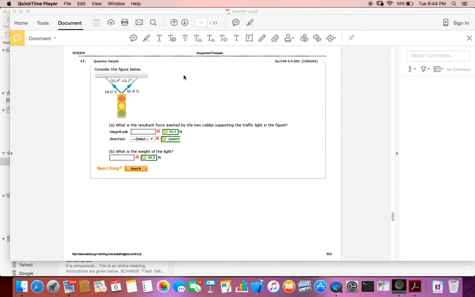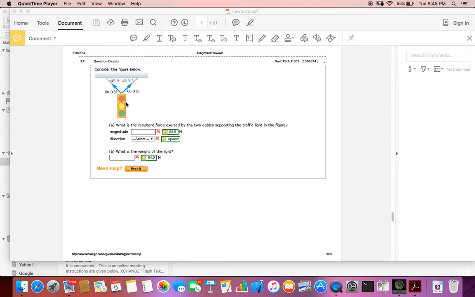So this is one of the problems that a student asked to solve. Consider the figure below, and you have a street light that is held by two equal forces, 60 newtons, and it's asked what is the resultant force exerted by these two cables supporting the traffic light.